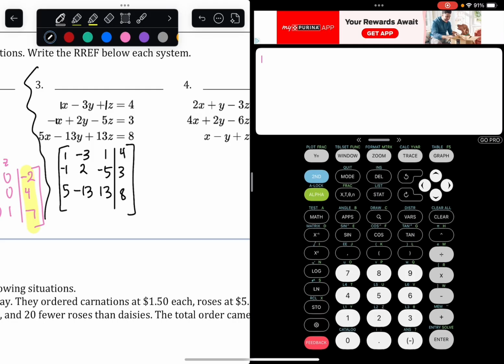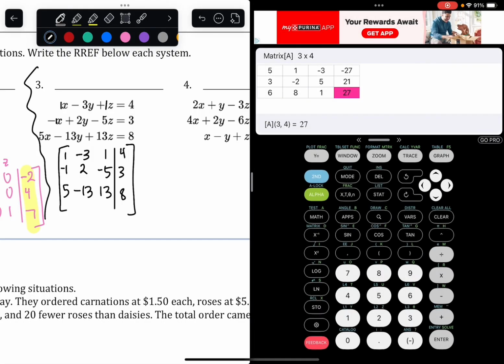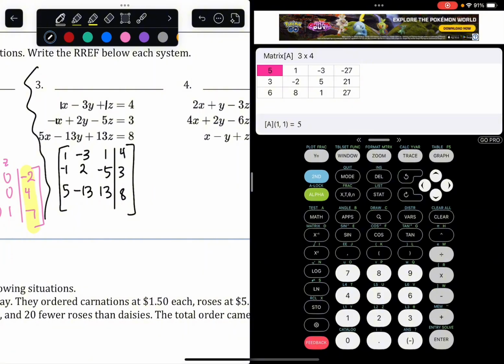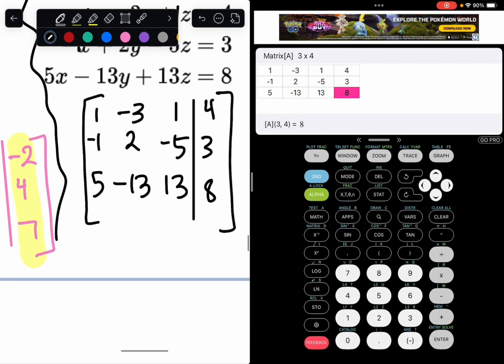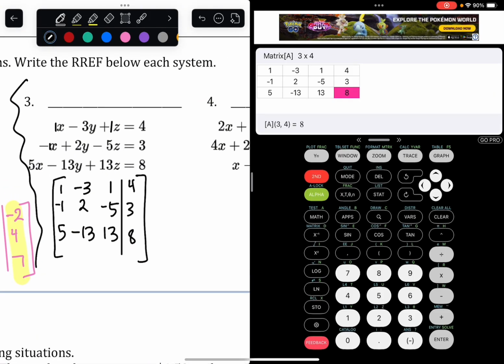Okay, second matrix, go all the way to edit, choose option 1. And then override your entries. 1, -3, 1, 4, -1, 2, -5, 3, 5, -13, 13, and 8. So double check, make sure all your columns are right. So 1, -1, 5. Okay, and so now second, quit. That's second mode. And then back to matrix home screen.